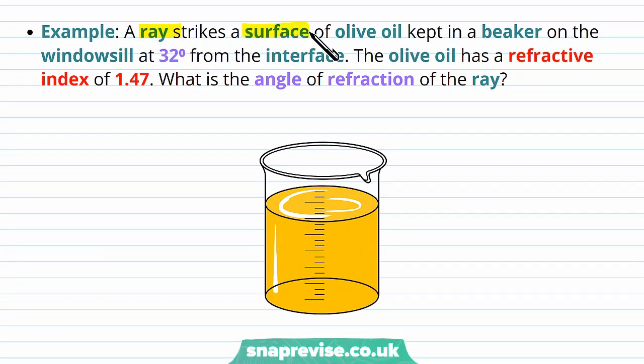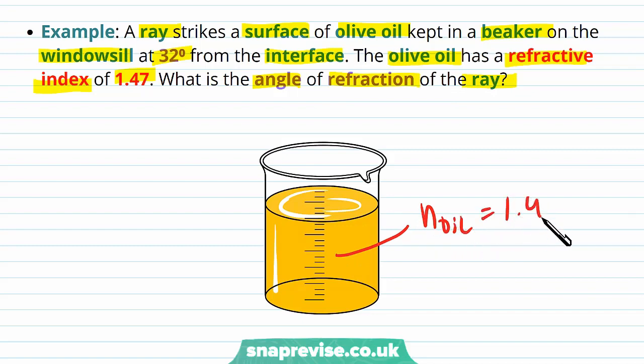A ray strikes a surface of oil kept in a beaker on the windowsill at 32 degrees from the interface. The olive oil has a refractive index of 1.47. What is the angle of refraction of the ray? So this olive oil here has a refractive index of 1.47.